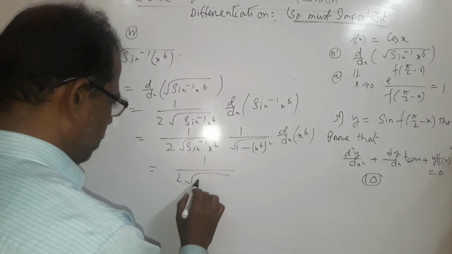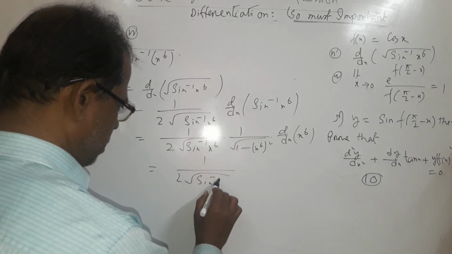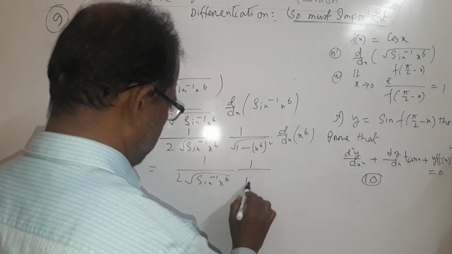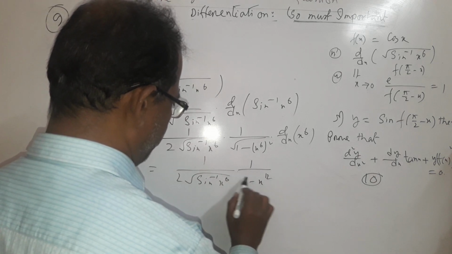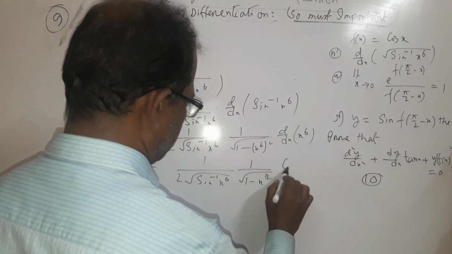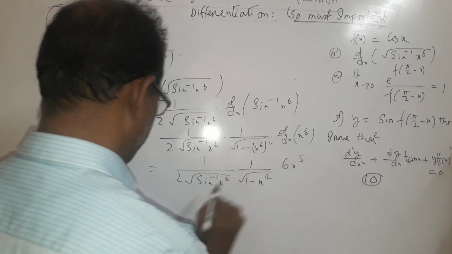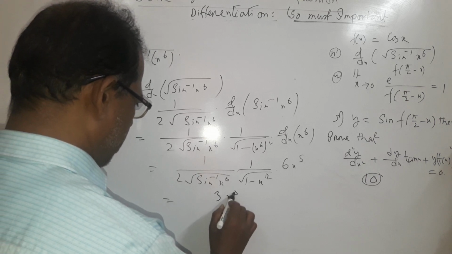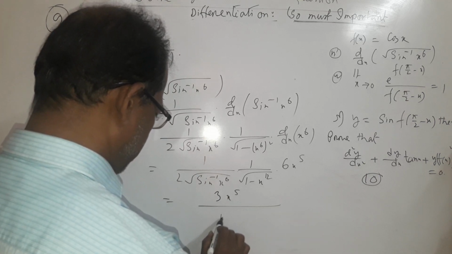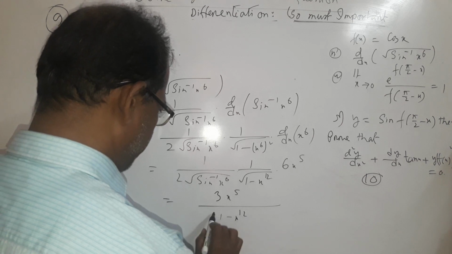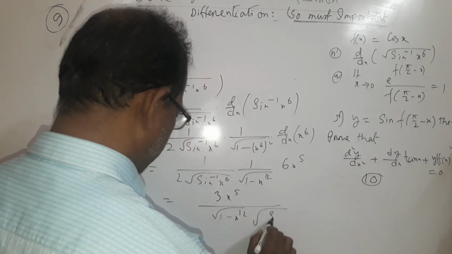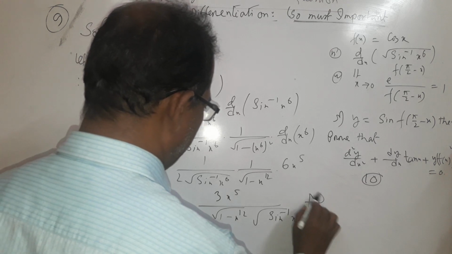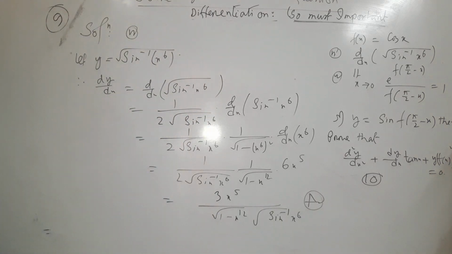So 1 by 2 root over sin inverse x to the power 6, into 1 by 1 minus x to the 12, into 6 x to the power 5. So then 3 x to the power 5 divided by 1 minus x to the power 12 and sin inverse x to the power 6. This is the first question's answer.